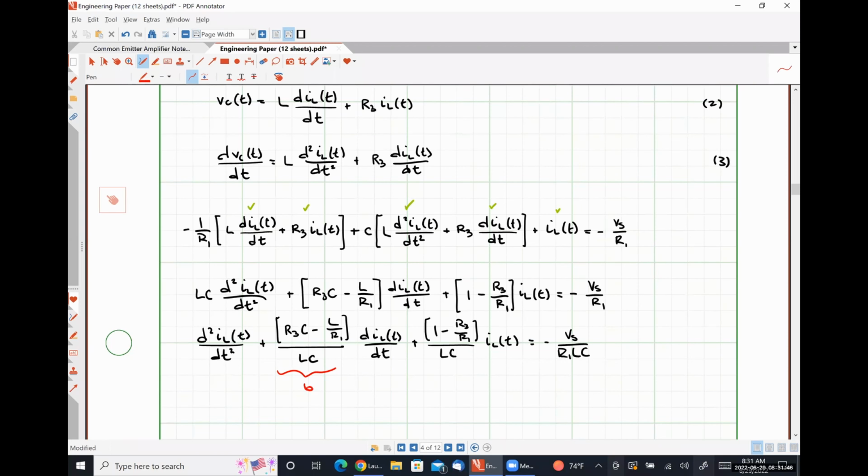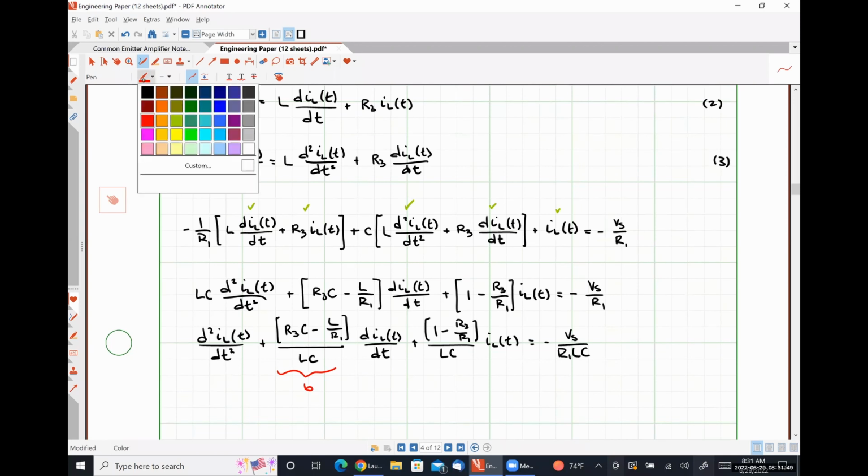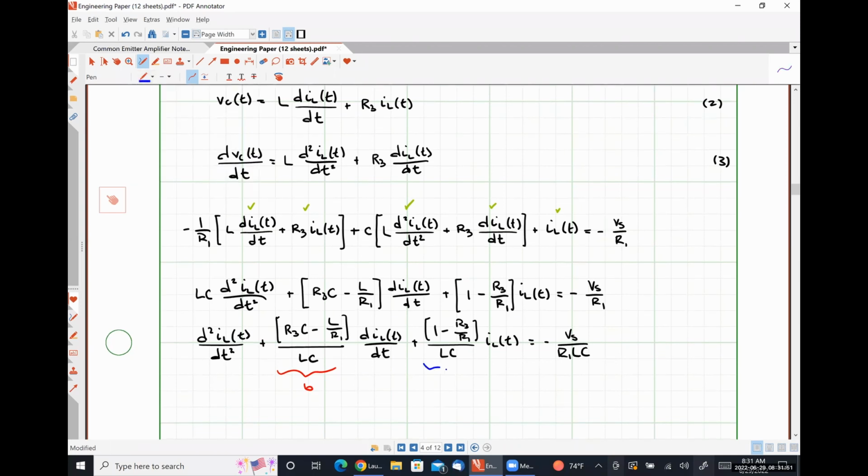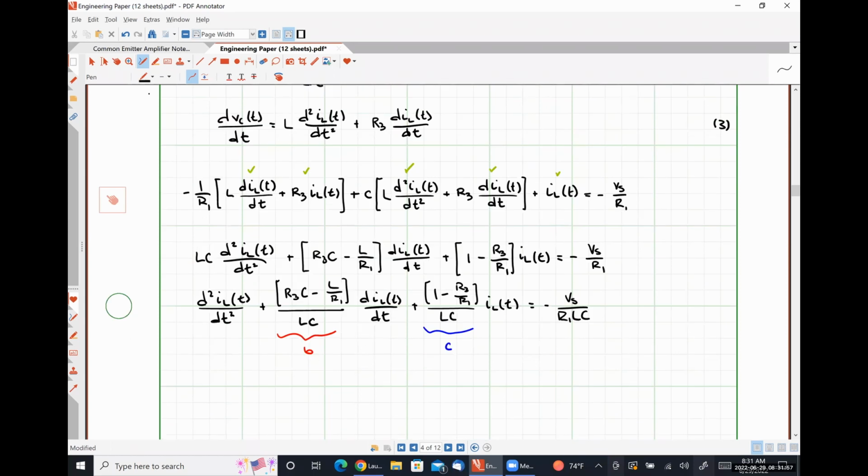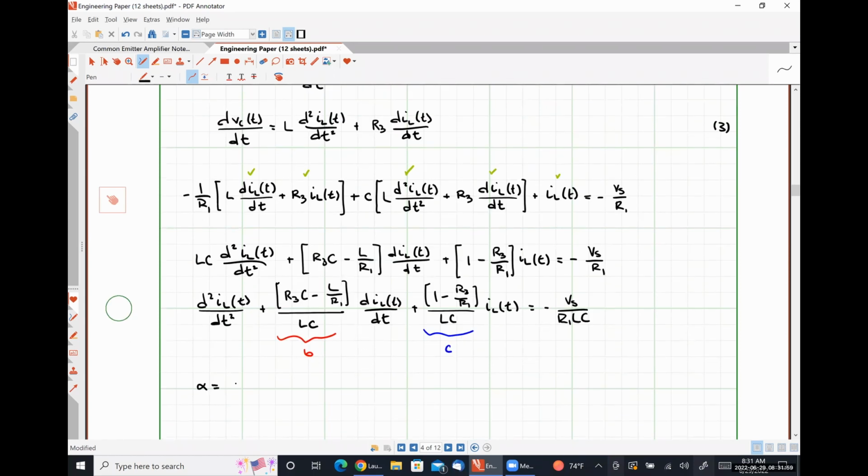This coefficient is B. This coefficient is C. So I can say alpha is B over 2, or R3C minus L over R1 times twice LC.